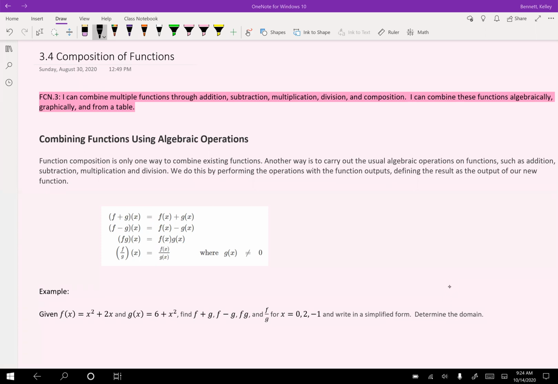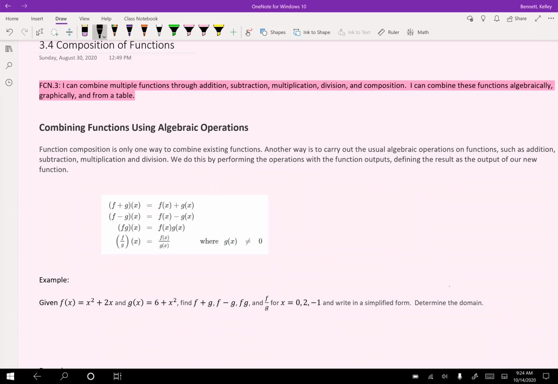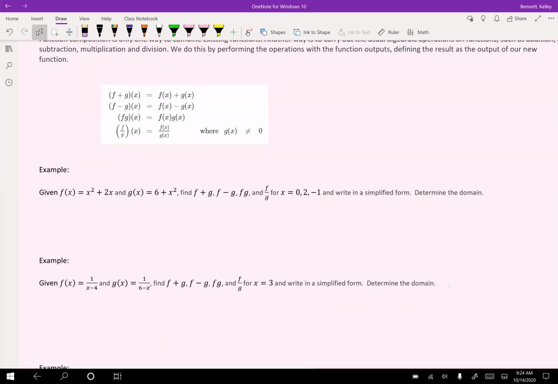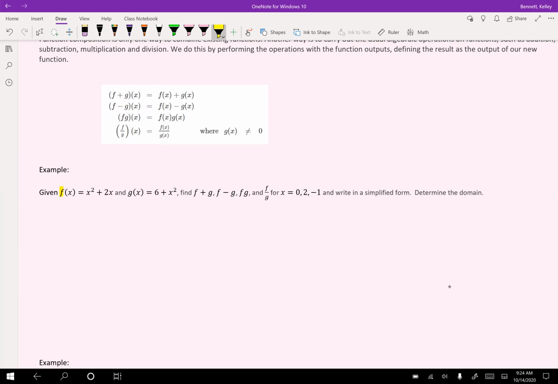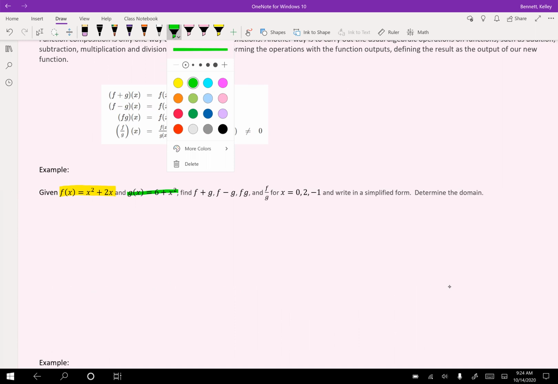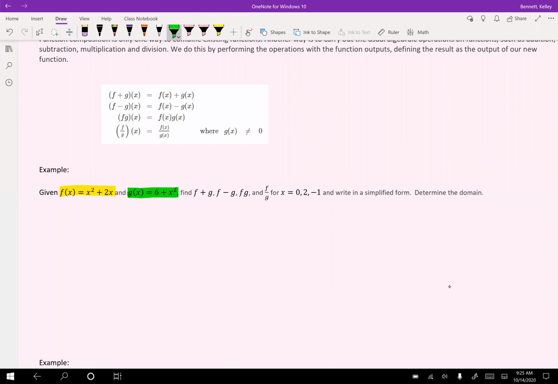So we can see here in our definition that it's going to be just pointwise. So we're going to evaluate each function at a certain value, and then we're just going to add them together. So let's start with some algebraic examples. In example 1, we're given two polynomials, f and g, and we are asked to compute the sum, the difference, the product, and the ratio for 3 given x values.